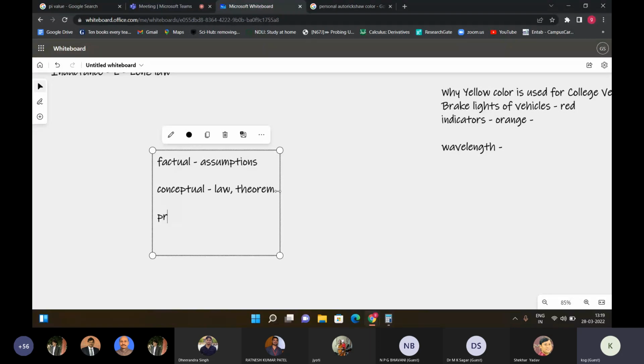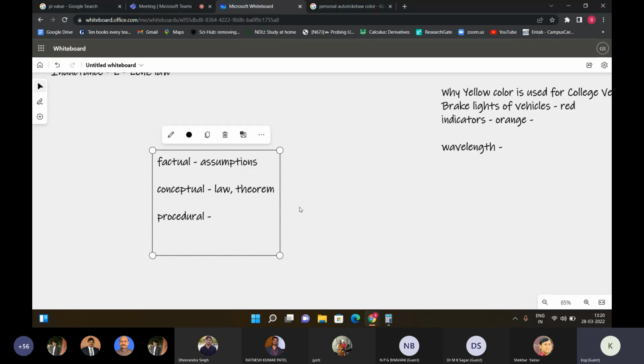Now the third one is procedures. The next one is your procedural knowledge. So what is procedural knowledge? It is where, after establishing the relationship, I want to see how that relationship is getting established, for which I will be writing the procedures. I'll be going for some derivations.